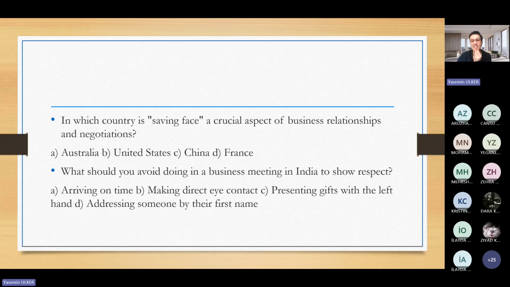I think it's C, and it's not only for gifting present. Presenting gift, and with left hand. Think about it until I tell you the result. And you can discuss during the chat box also. I would be happy to hear.